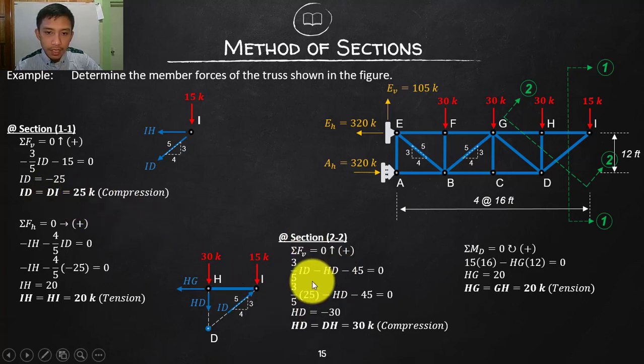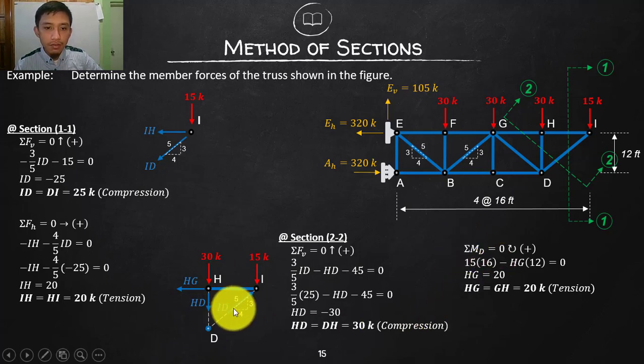So substitute again, I will not be carrying the negative since I already corrected that one. So 25, and then that is 45, simple algebra, HD will now give us negative 30. It means again negative will be a compression. So HD or DH is a compression or compressive force. So that should be reversed. But for now, I will not be reversing that one yet. I will follow my initial assumption for the next solution here.